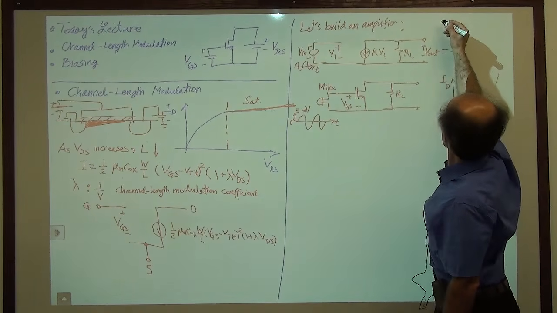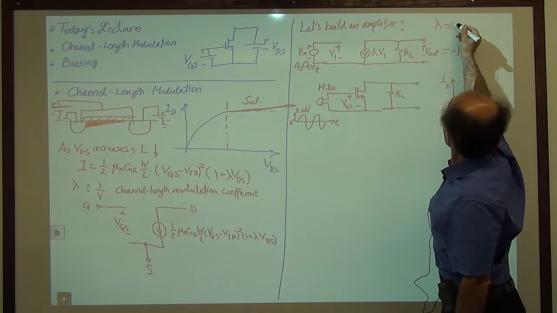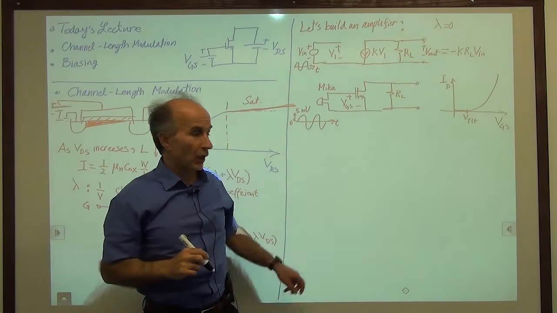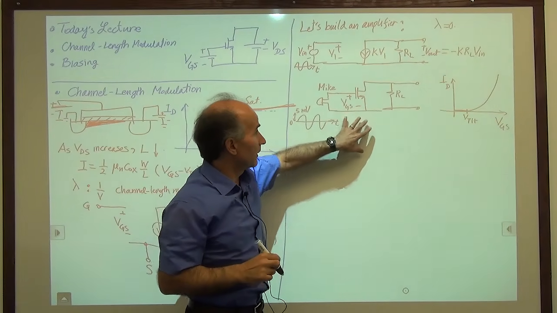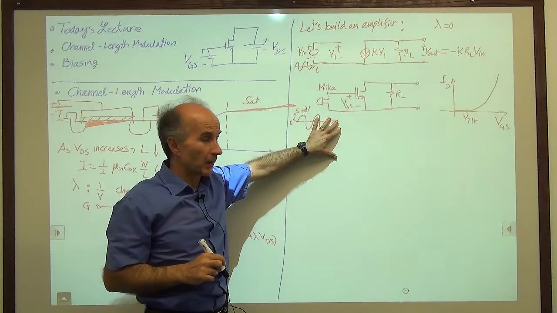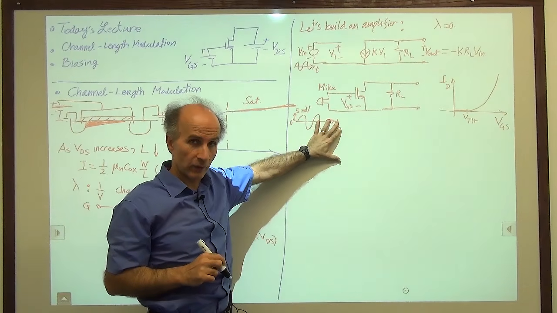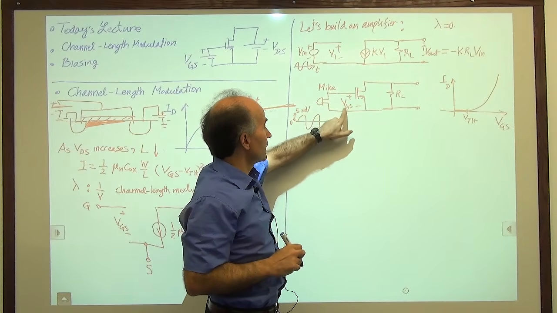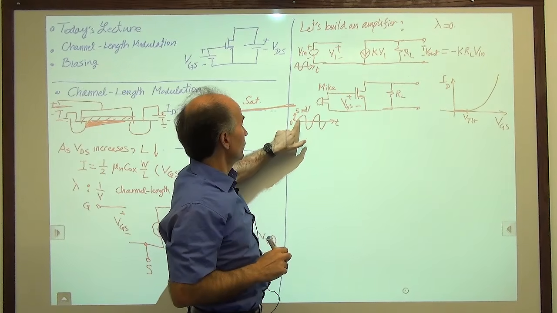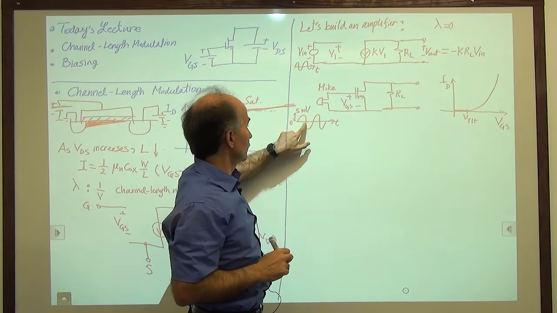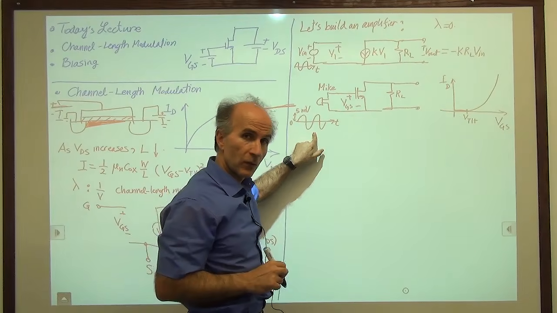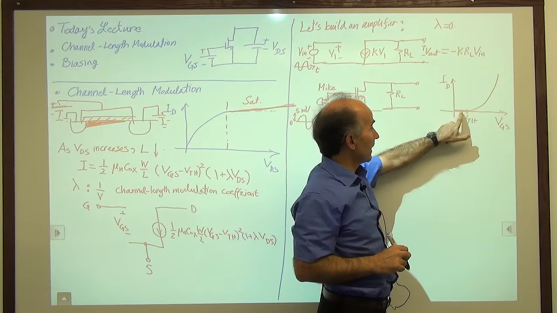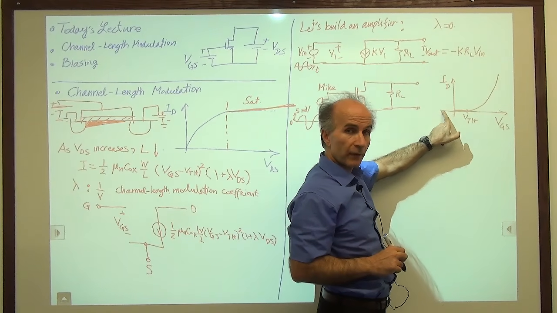Now, in all of these calculations, we'll assume lambda equals 0 so that we don't have to worry about that too much. All right, so with this setup, I'm hoping to build an amplifier. But if I look carefully, something is not quite right. The microphone signal perturbs this VGS from 0 to plus 5 millivolts, or from 0 to minus 5 millivolts, right? So on this characteristic, I'm right here. VGS goes up by 5 millivolts or goes down by 5 millivolts.